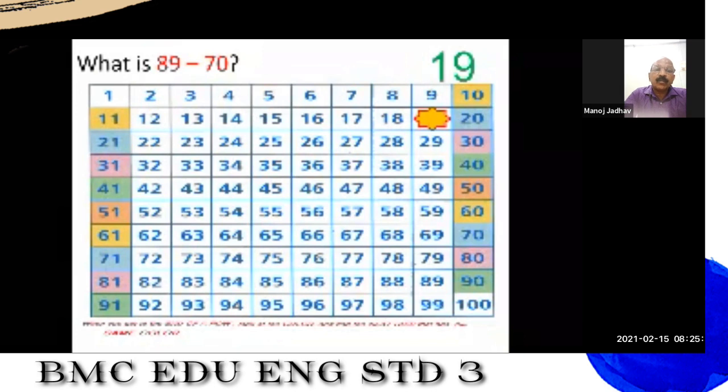Going one number at a time this way would be lengthy. So what we have done: 89 minus 10, 79. 79 minus one more 10, that is 69. 69 minus one more 10, that is 59. 59 minus one more 10, that is 49. 49 minus one more 10, 39. 39 minus one more 10, 29. And the seventh 10 gives 19. Okay. Now see the next.